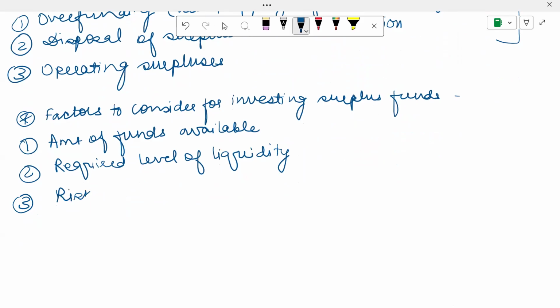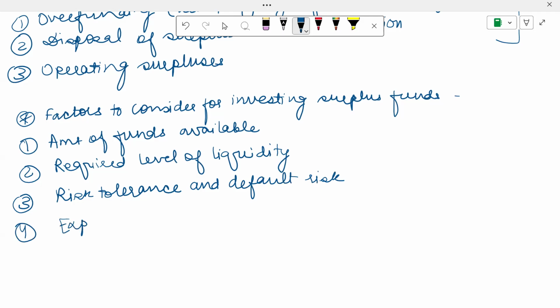Then the third thing which I will consider is the risk tolerance. How much risk can I take with these surplus funds? And also the default risk. Wherever I'm investing this money, what is the risk that there's going to be a default? What is the risk that I lose my entire money?